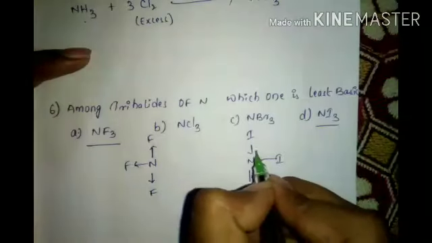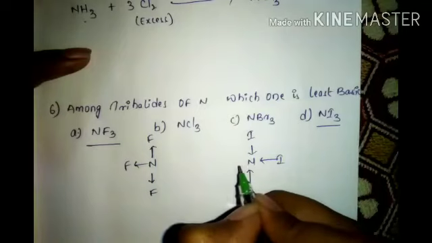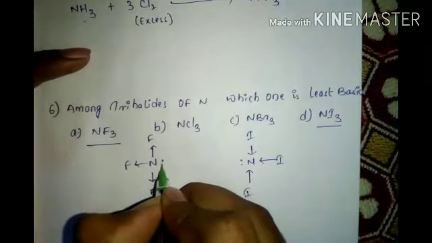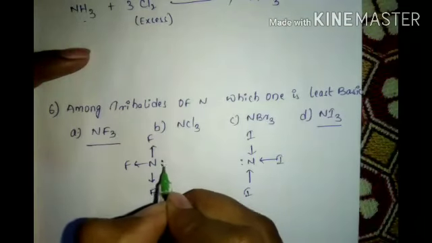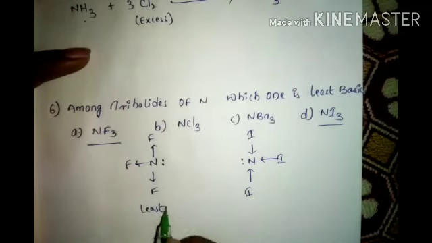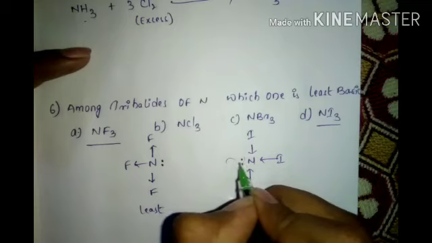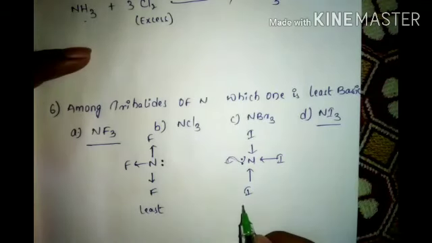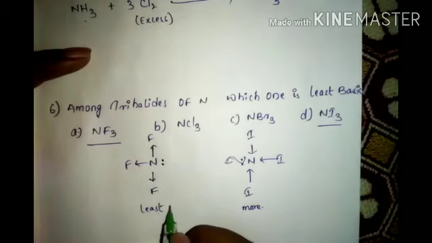But here nitrogen is more electronegative than iodine. This nitrogen is grabbing like this. So here the electron giving nature is very least. But here the electron giving nature is, it donates electrons easily. So more. Which are donating electrons? Bases. So least basic.